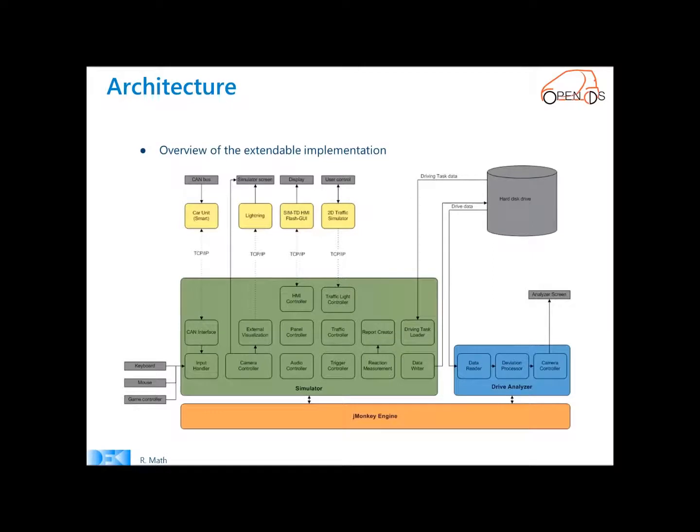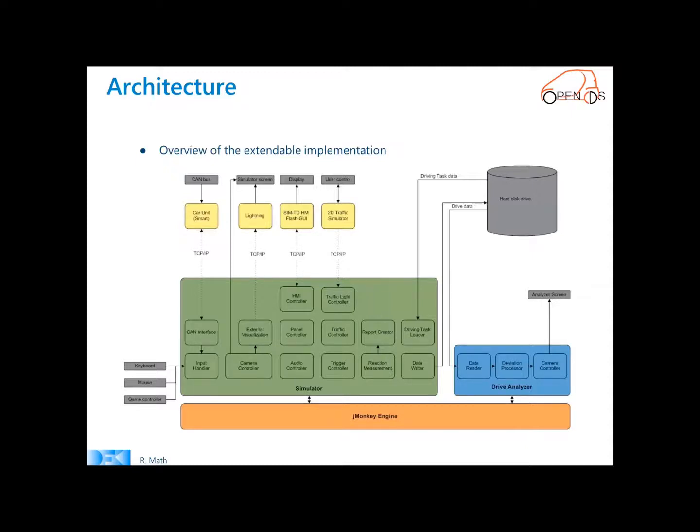Here's just an overview of the architecture. I don't want to go into too much detail at that point, as we will see some of these concepts later on. I'll just go a little bit through these boxes in this diagram. From left to right, we have input handling. We can attach keyboard, mouse, and of course game controllers like steering wheel, joystick.